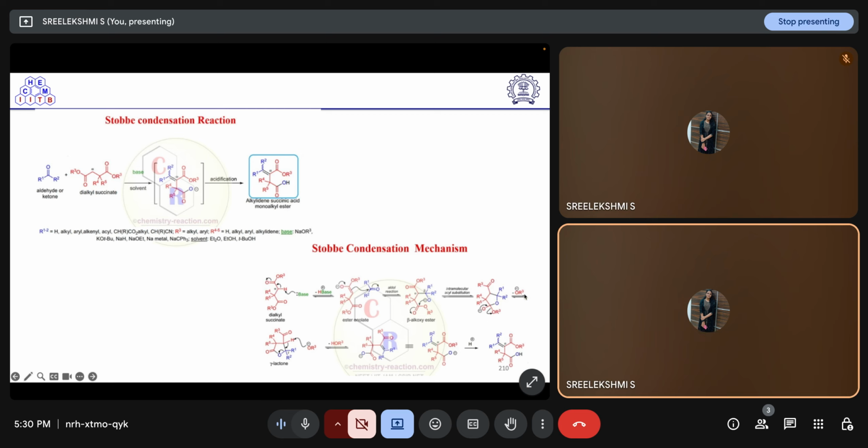Then this OR3 minus will take the proton from this position. So this OR3 minus is leaving, this oxygen lone pair will come over here. OR3 minus will leave and it will form this intermediate. Then that OR3 minus will take this proton. So this will shift and this ring will open. This gamma electron will open to form this intermediate, which is written like here. And then hydrolysis will give the corresponding carboxylic acid. So from this dialkyl succinate and an aldehyde or ketone, we are getting alkylidene succinic acid monoalkyl ester. So this reaction is known as the Stobbe condensation reaction.